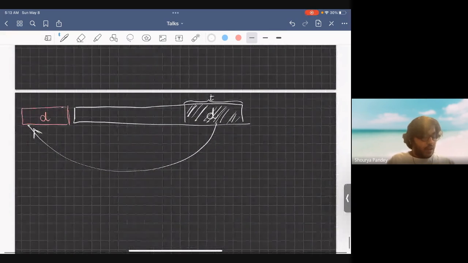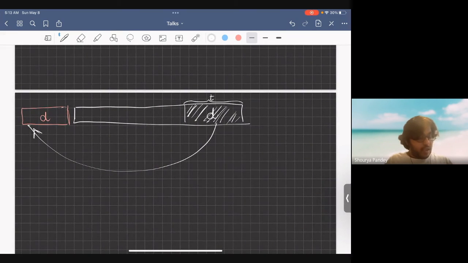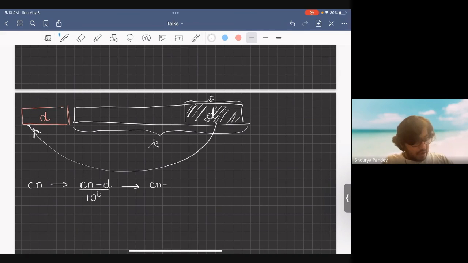So then what happens if I move this here, right? And let's say the total number of digits here are k, right? And so what does this transformation do? First, if I remove the d, what that does is it makes this Cn into Cn minus d over 10 to the t. And once I move it to the very start, what this does is it adds 10 to the k minus t, right? And so this is my Cm.